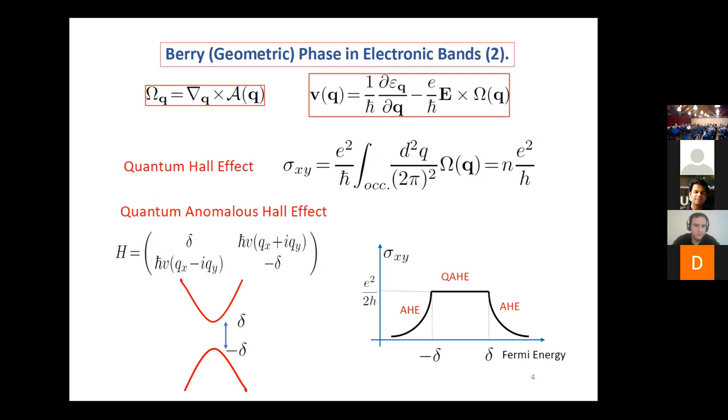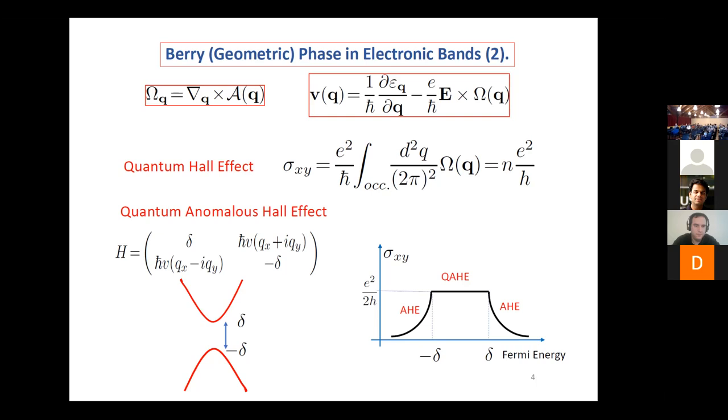But there is another system that has also been studied nowadays. It is the system governed by this kind of gapped Dirac equation. So you have a 2x2 Hamiltonian where you have a gap and you have hyperbolic dispersion. It's parabolic at the top and the bottom of the bands, and then becomes linear at higher and lower energies. Then in this case, again due to this kind of dispersion, you obtain that there is a Hall conductivity in the system.